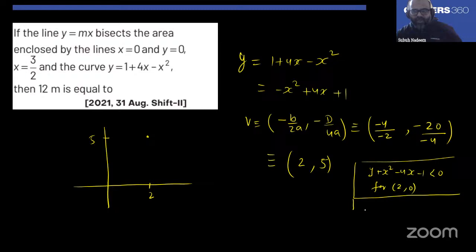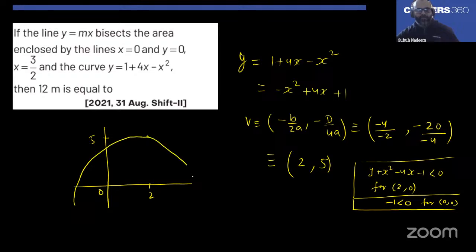So if we further check it for (0, 0), what happens? 0, 0 minus 1. Still it is negative. So that means that the origin is lying inside this parabola. So the curve is like this.